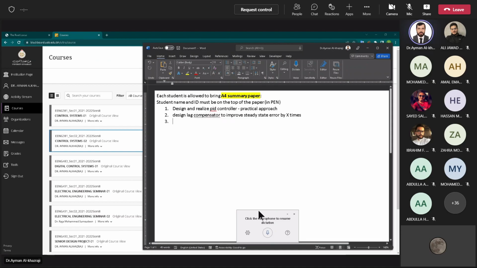Okay, we have also root locus. Bode plot. So I have two things. Doctor, find K value to get X phase margin.